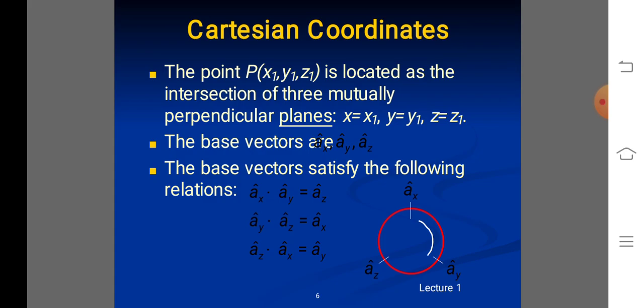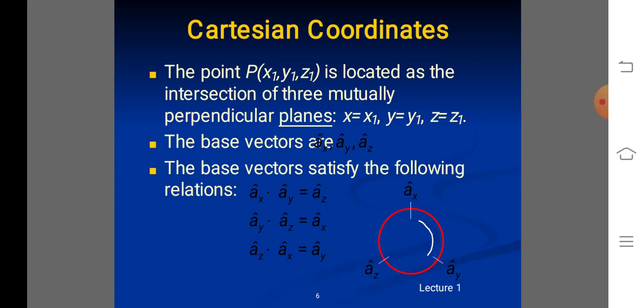Consider a point x, y, z in the rectangular coordinate system. Let us increase each coordinate by a differential amount, then a new point Q will be obtained with the incremented coordinates. The base vectors are a_x vector, a_y vector, and a_z vector, and those three vectors satisfy a relationship of base vectors.